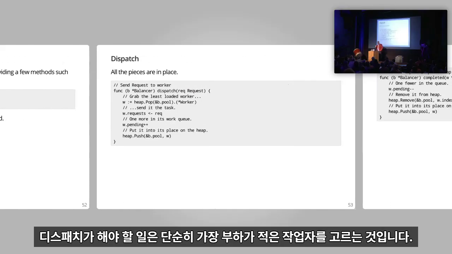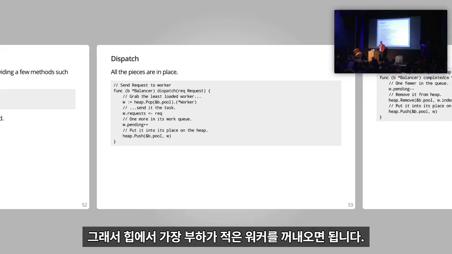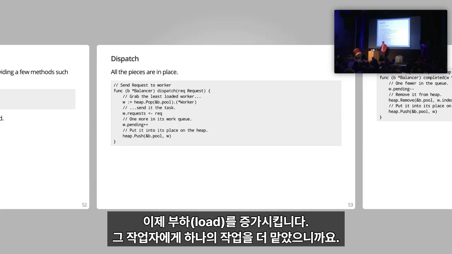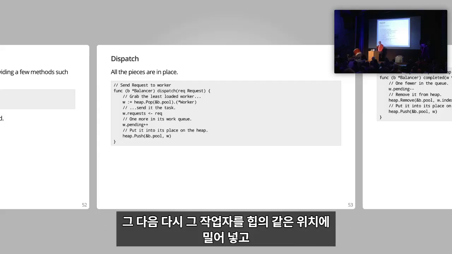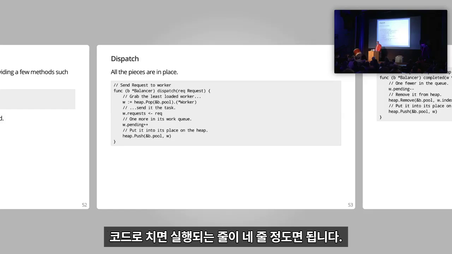Dispatch, all dispatch has to do is grab the least loaded worker, which is a standard priority queue implementation on a heap. So you pull the most lightly loaded worker off the heap. You send it the task by writing the request to its request channel. Now you increment the load because it's got one more guy you know about, and that's going to influence the loading distribution. And then you push it back onto the same spot on the heap and go, and that's it. You've just dispatched it, and you've updated the data structure, and that's what, 4 executable lines of code.